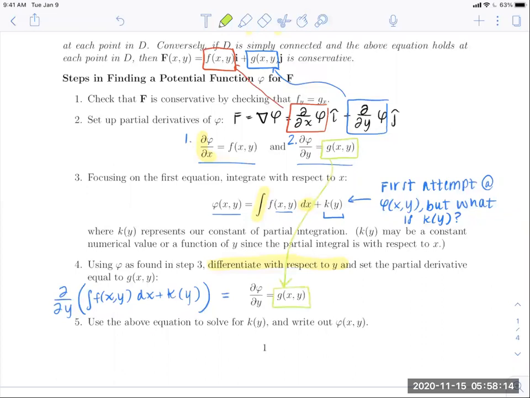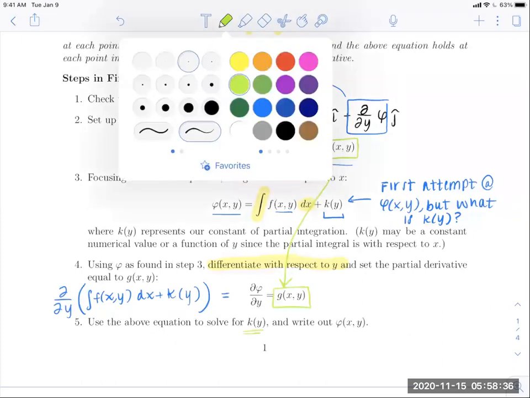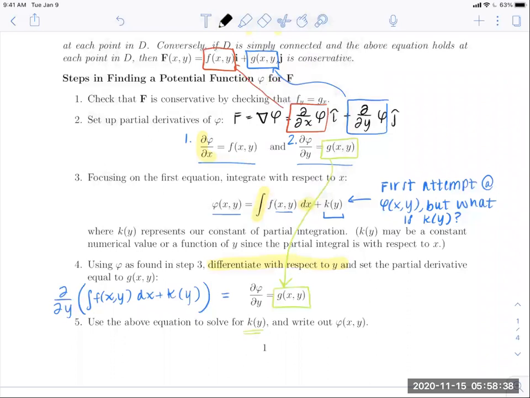This should leave us with a single equation, typically in one variable, and then we're going to use this to solve for this missing piece k of y. Once we've found that, we've kind of unlocked the mystery for phi of xy, and we should at this point have a full equation for phi of xy, no longer involving a k of y, but this time only involving some constant of integration.